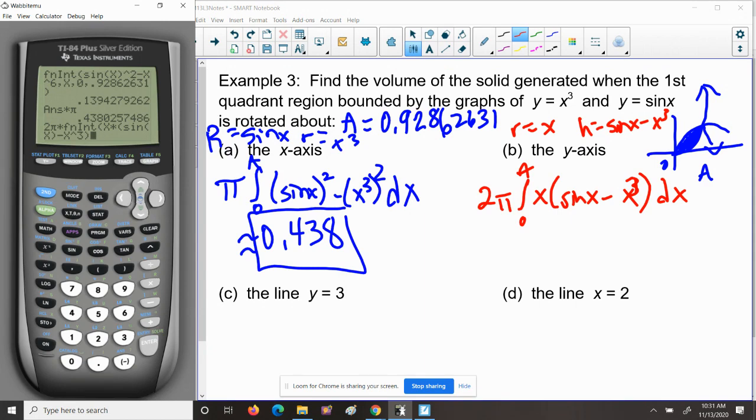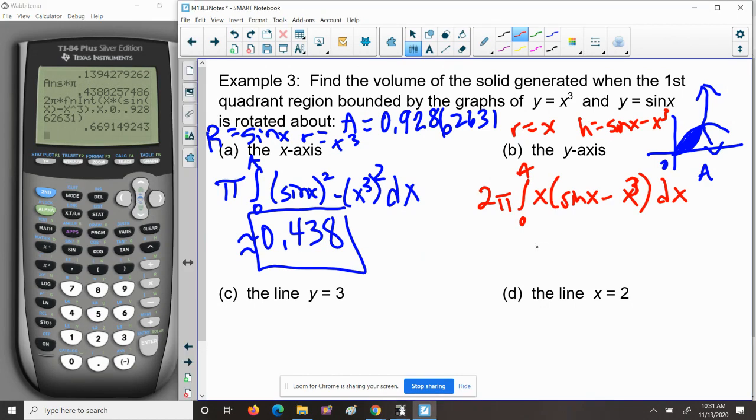Oops, didn't get my comma, did I? Comma x, comma 0, comma, and then we have 0.92862631. Okay, so that gives us a volume of 0.669.